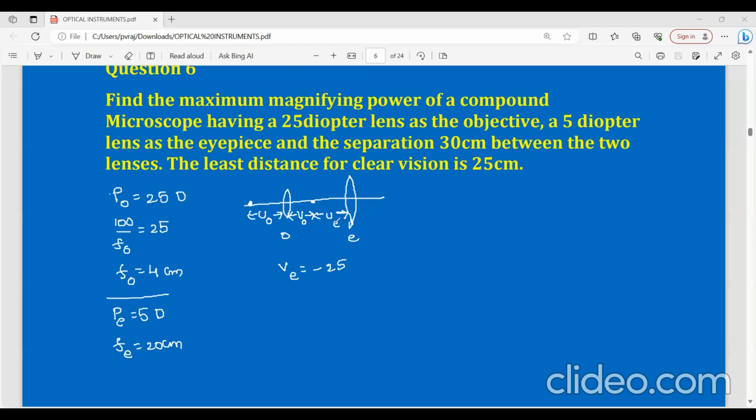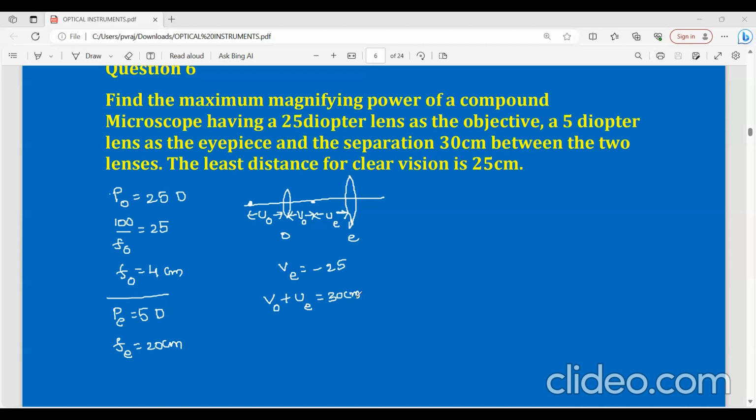So now only the focal length values we know here. And the separation was given. Separation means the sum of VO plus UE. That sum is given as 30 centimeters. This is completely the information given in the question.